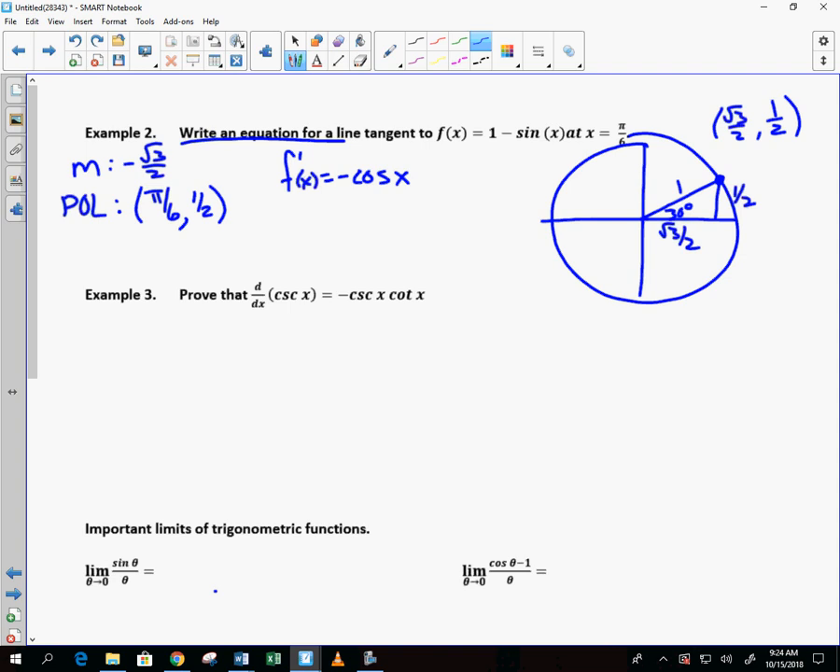So now I'm going to write my equation for my line. Is this expected of you on the AP exam or on one of my tests? Yes, without a doubt. The difference is on my test, you also have the ability to use your calculator, though you will not be given that opportunity all the time on the AP exam. Okay, so we have y minus 1/2 is equal to negative root of 3 over 2 times x minus pi over 6.